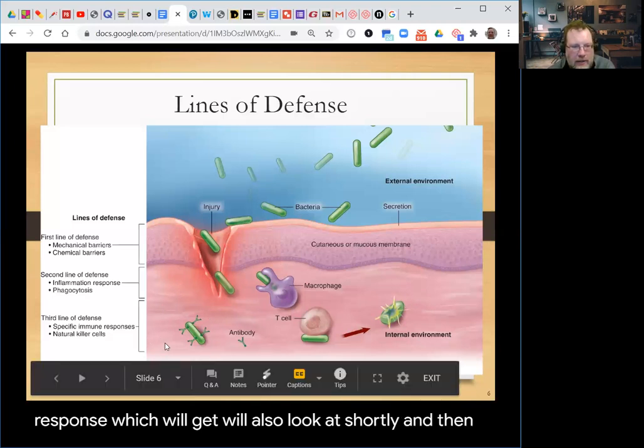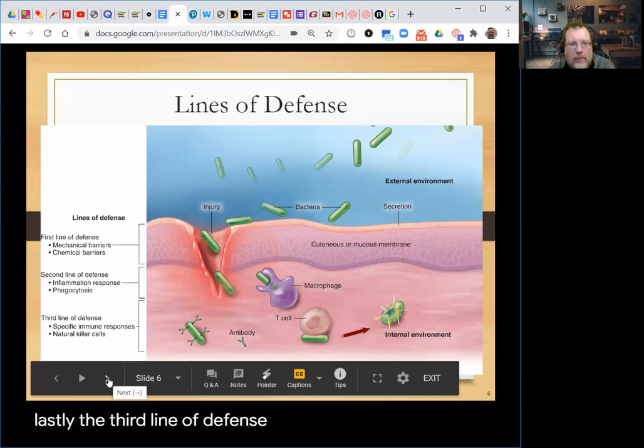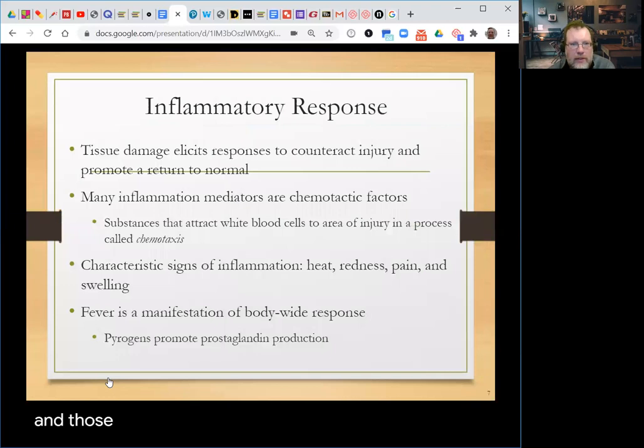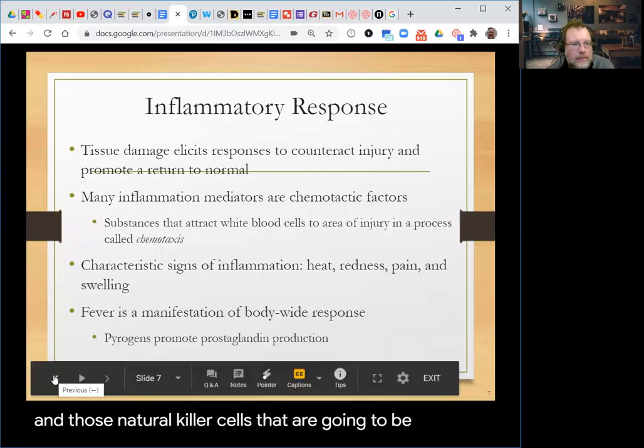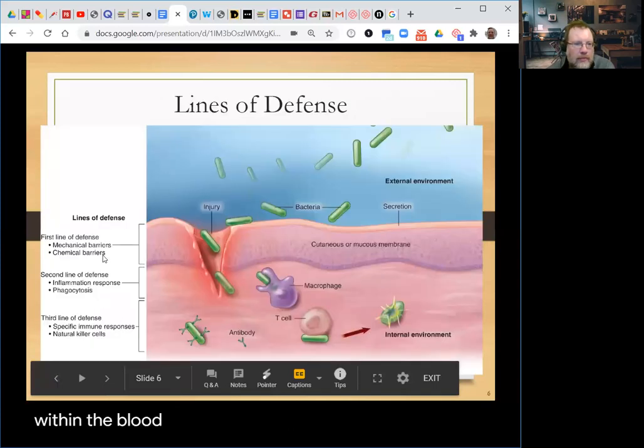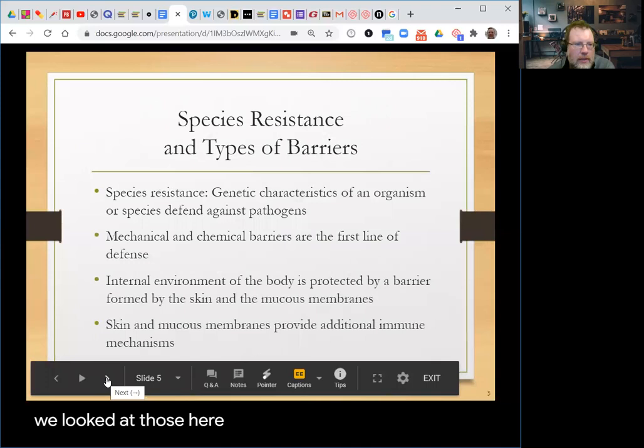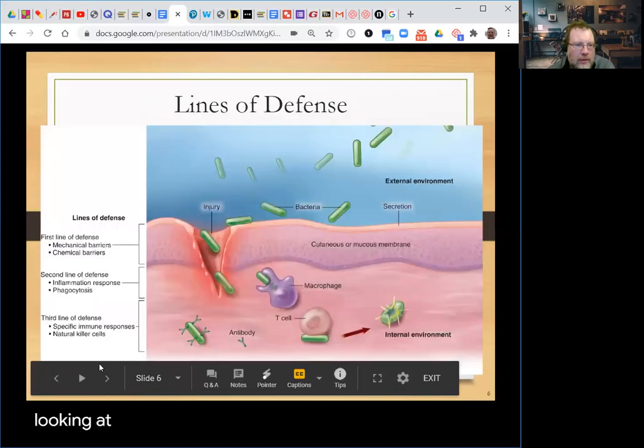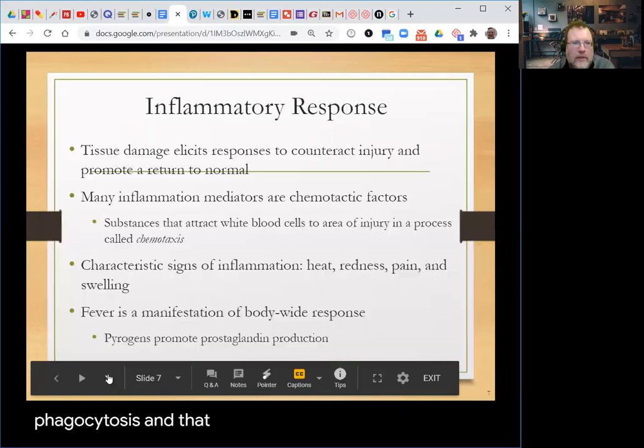And then lastly, the third line of defense, specific immune aspects and those natural killer cells that are going to be available within the bloodstream. Okay. So anyway, mechanical barriers, we looked at those here, resistance barriers. Now we're looking at inflammatory responses for a few minutes, phagocytosis, and then natural killer cells.